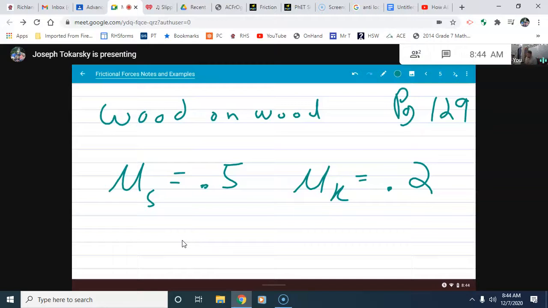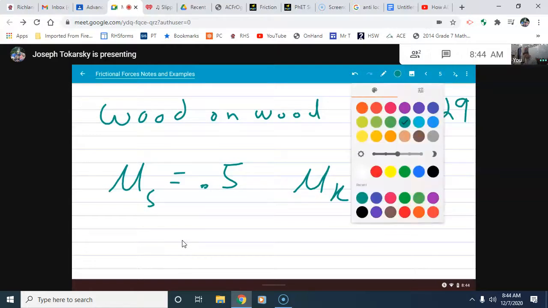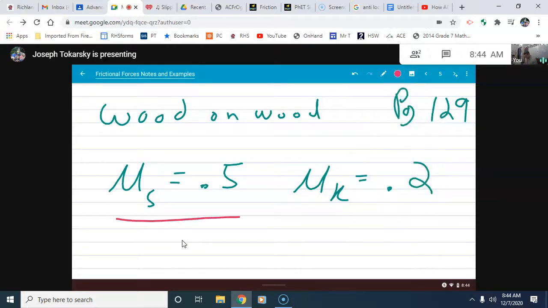If they don't give you the mu value and don't ask you to solve for it, but are very specific with what kind of surfaces are in contact, that usually means go to your table on page 129 and look these values up. And you're going to notice something. The mu static values for any two surfaces, like wood on wood here, is always greater than mu kinetic. That's just really a fact of nature. But let me explain a little deeper why that's the case.